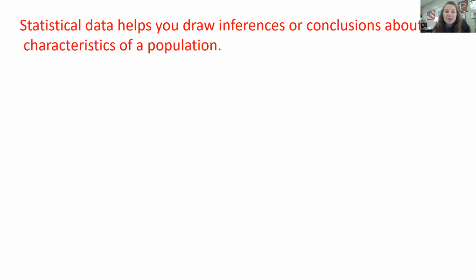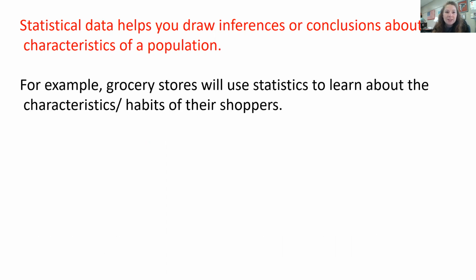The screen says statistical data helps you draw inferences or conclusions about the characteristics of a population. So if someone is gathering data, they're trying to make an assumption or a prediction about a certain group of people's behavior. I think I have a good example right here. For example, grocery stores will use statistics to learn about the characteristics or habits of their shoppers. So grocery stores know the time of day when the largest group of people will be in their grocery store at one time.